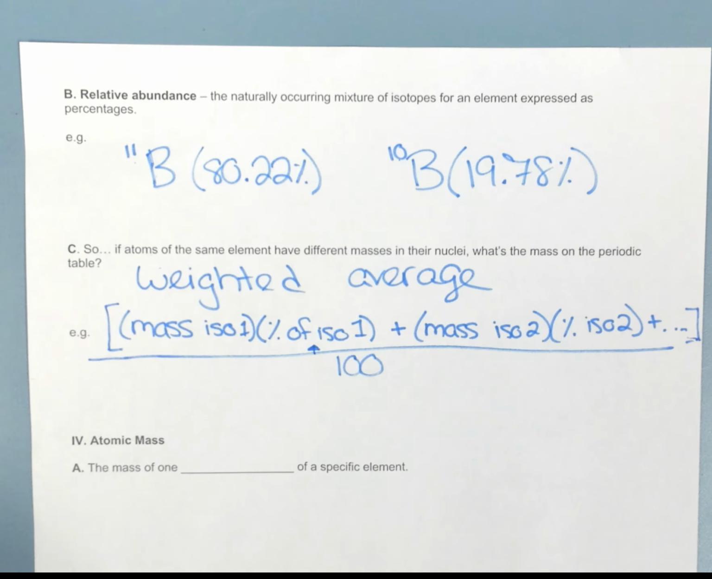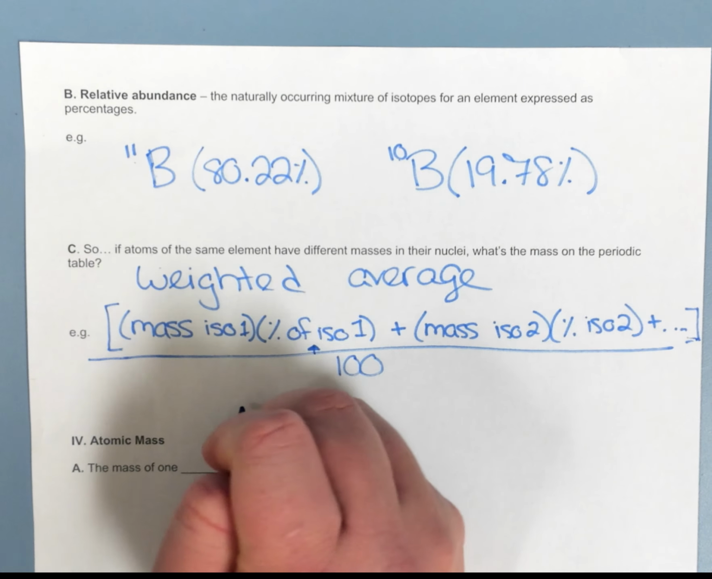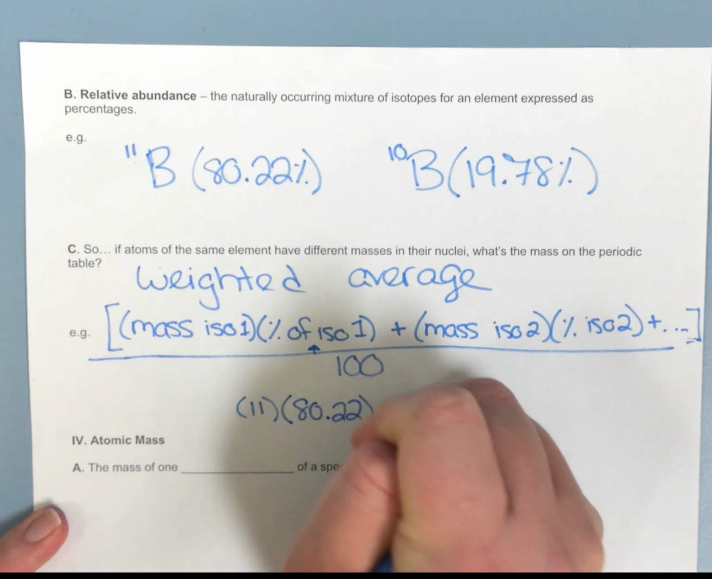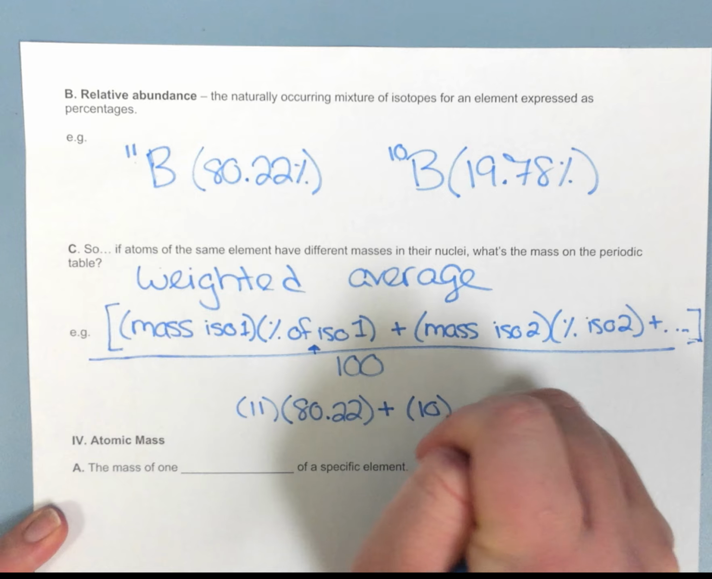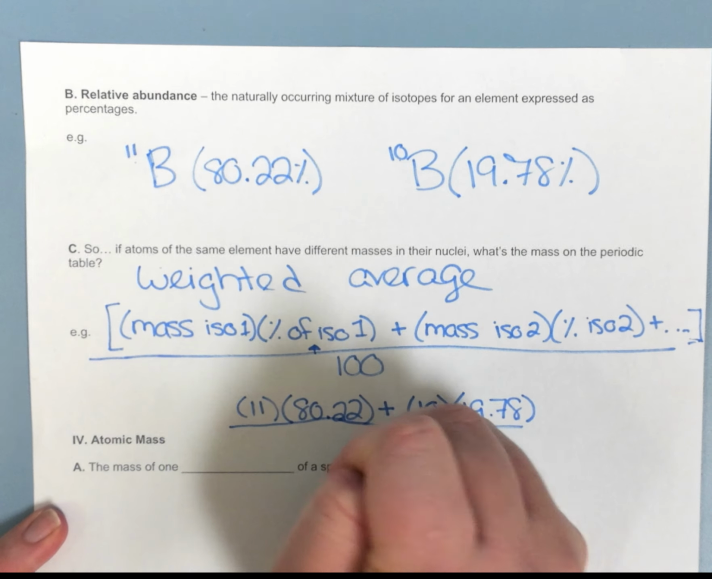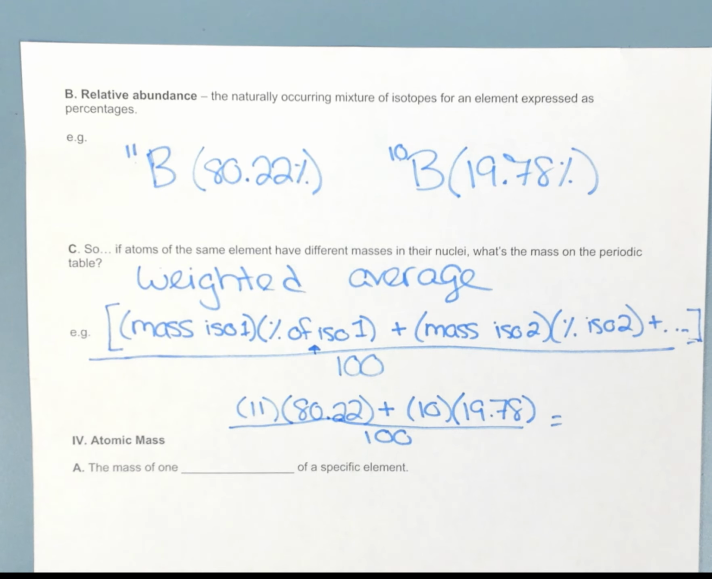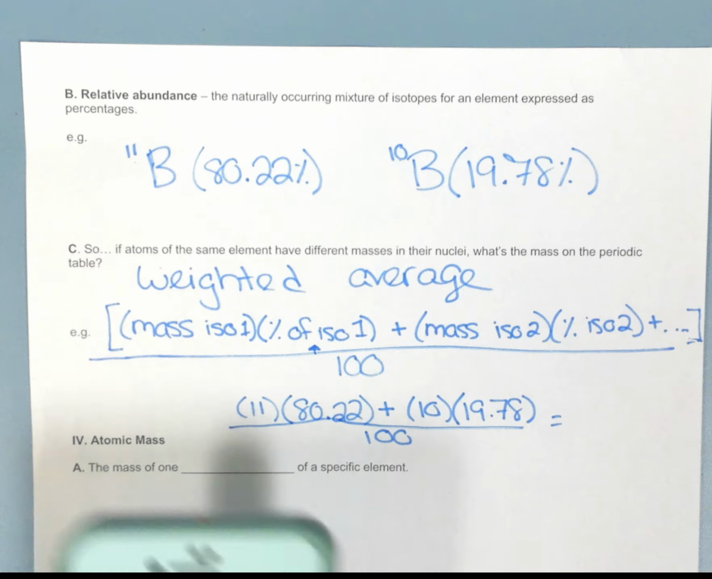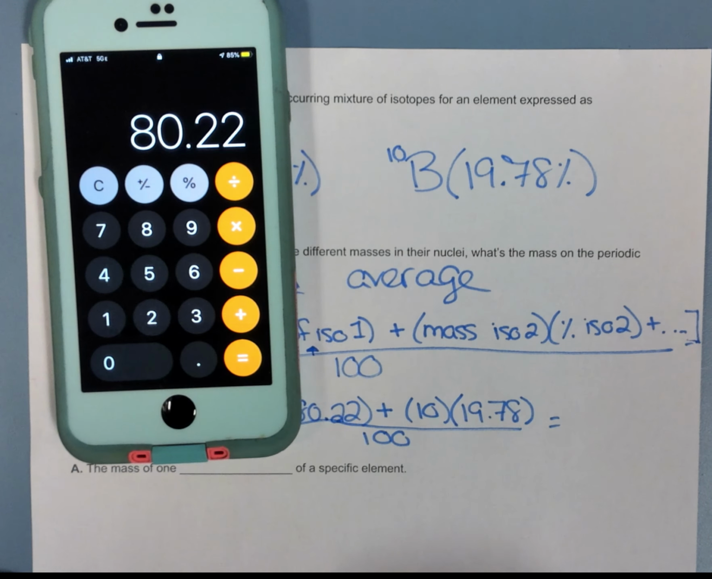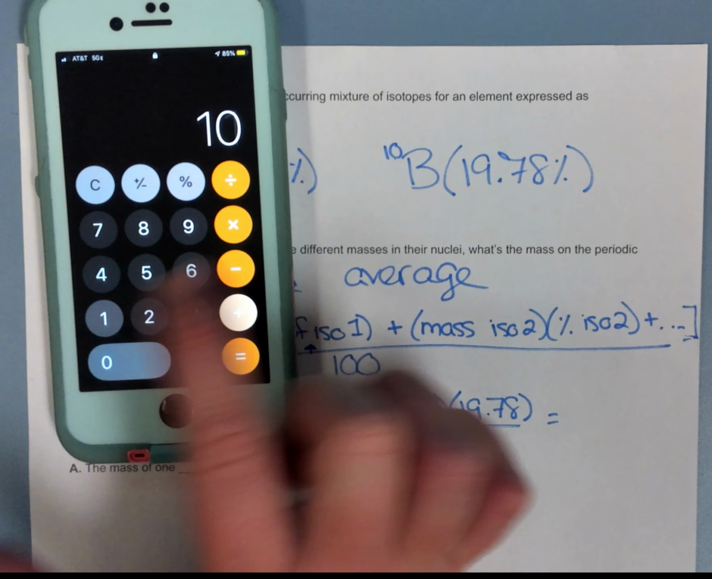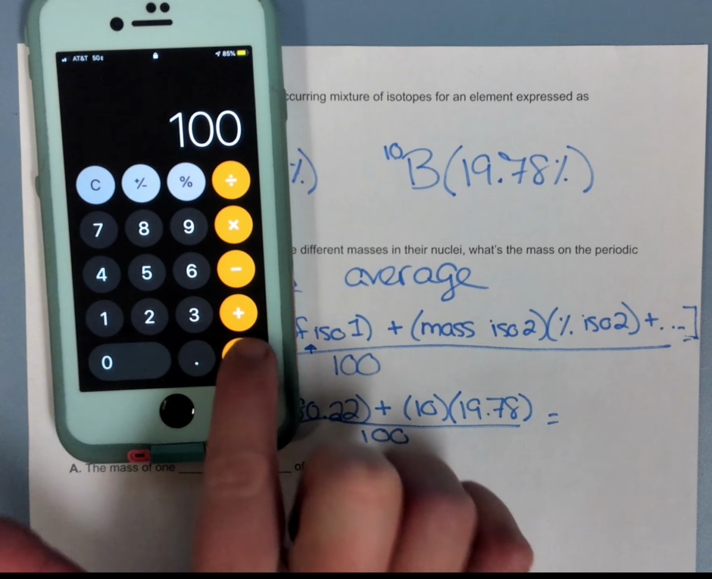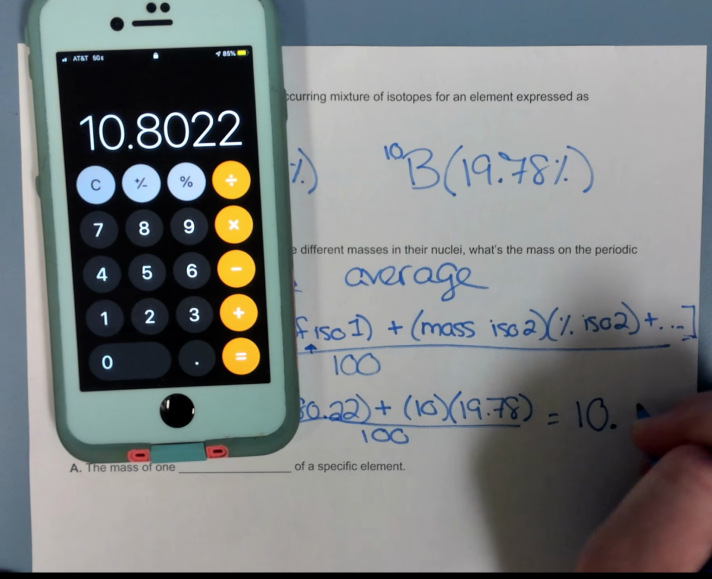So let's do this one out right now. I'm going to take the mass of isotope 1, so I have 11, times the percent, 80.22, plus the mass of isotope 2 times my 19.78%, and divide this whole thing by 100. So when I do this out using my handy dandy phone calculator, I have 11 times 80.22 plus 10 times 19.78, and then I'm going to divide that number by 100.